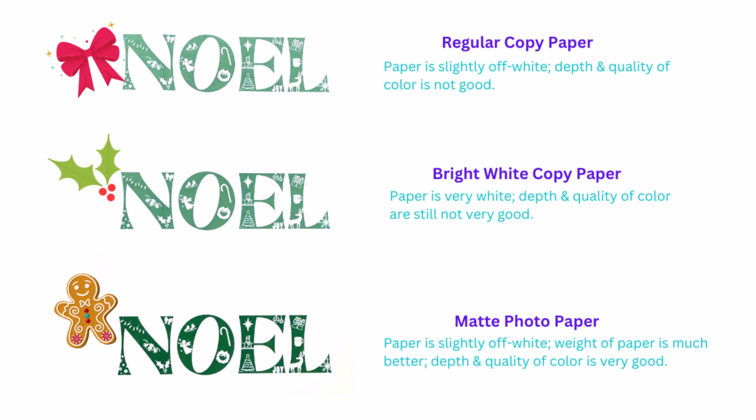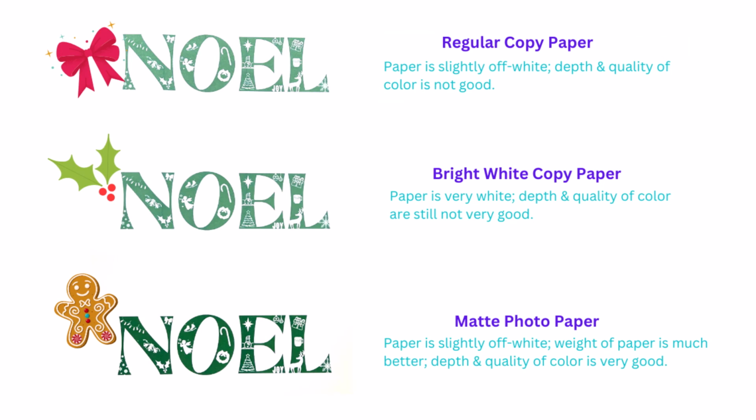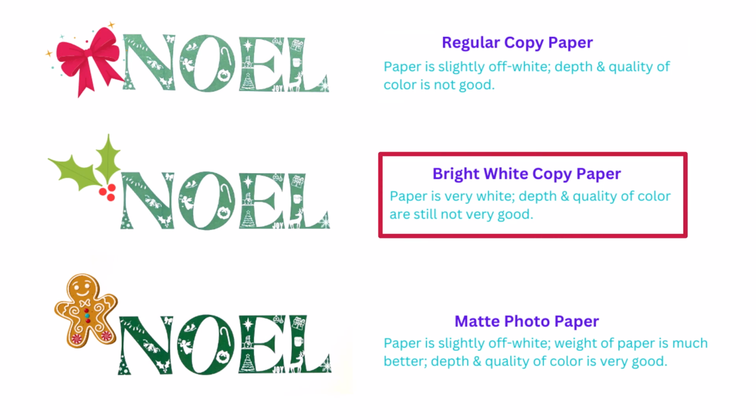But here's the bottom line. The regular copy paper, which is at the top, of course the paper is a little bit off-white, but also it's really disappointing printing color onto it because it just is not very high quality, and I would not suggest doing it, as well as you know that the paper is extremely thin. Now I do have some bright white copy paper, and the paper is still thin, but it's quite white, so with the color on it, it looks better than the original copy paper, but it's still not a very good depth of color, and I was very disappointed in it, and it's also thin.